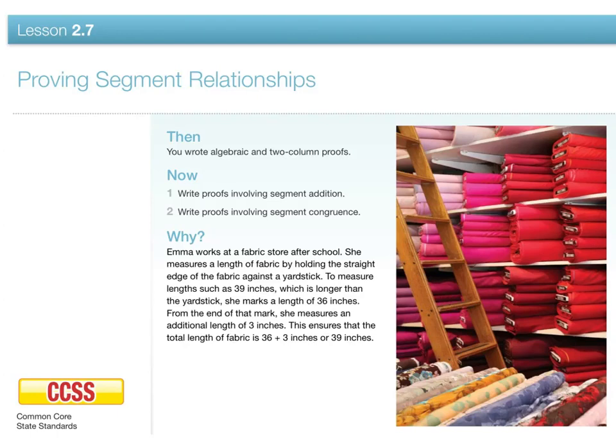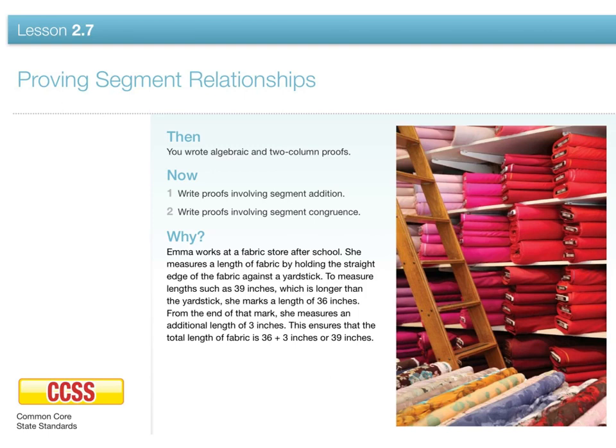Okay, so now we're starting 2.7, proving segment relationships. The hardest one, I think, out of the whole of the proofs. The reason why, even though last period in 2.6 you were doing the algebra and then writing your proof statements, this time you're just using the letters from the diagram they give you, and then expressing them in terms of their notation as well. So be very careful.